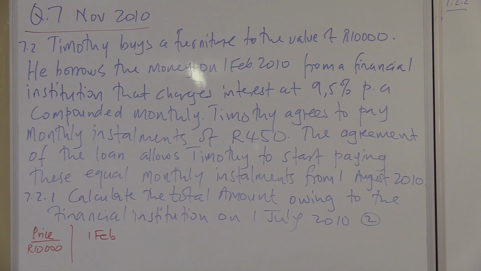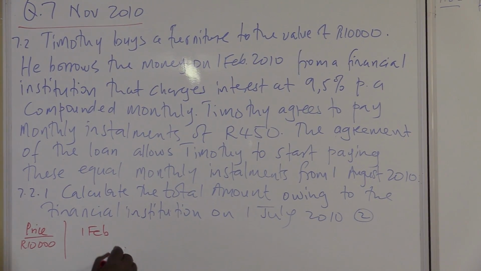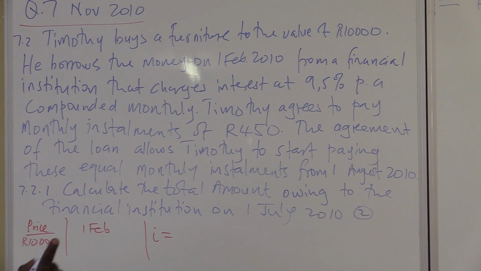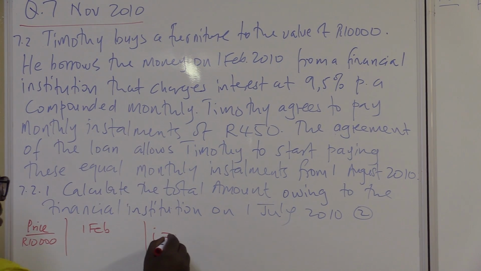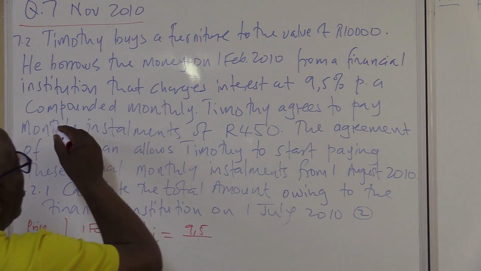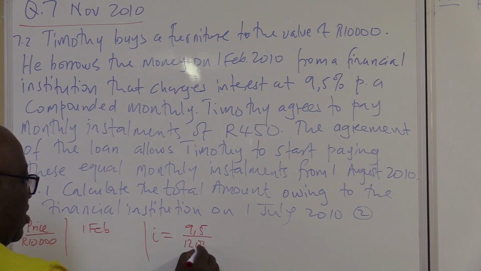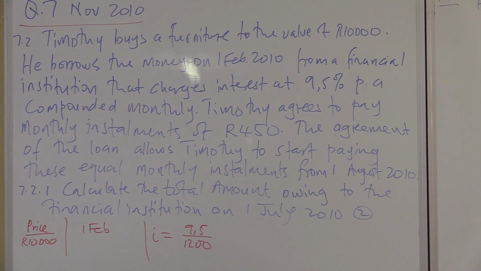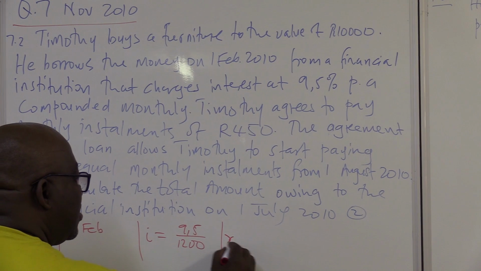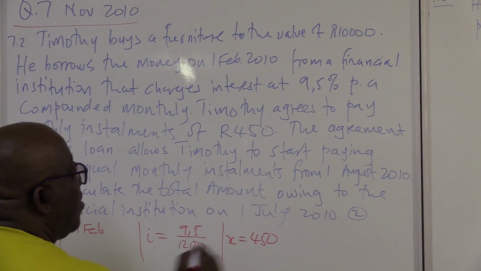You borrow the money, there's time there, 1 February 2010, from a financial institution that charges, there comes the interest rate, at 9.5% per annum compounded monthly. So it's going to be 9.5 over 100, which is for percent, and 12 for monthly. So it's going to be 1,200 compounded monthly. Timothy agrees to pay monthly installments. So I know it's annuities because there are monthly payments that are made. Timothy agrees to pay monthly installment of 450. I know my installments, it is 450 every month.